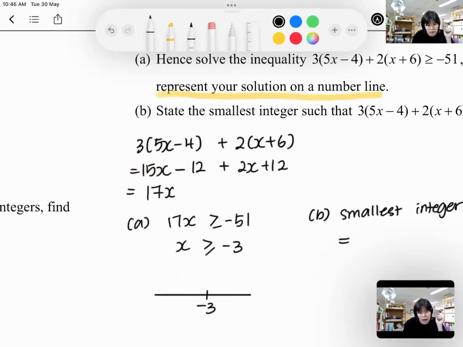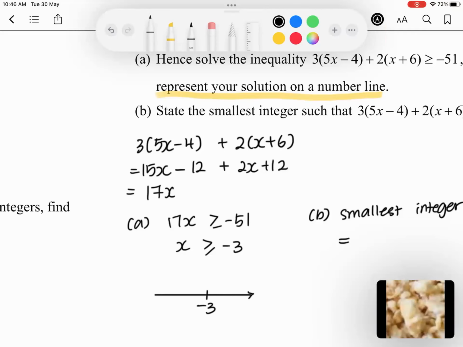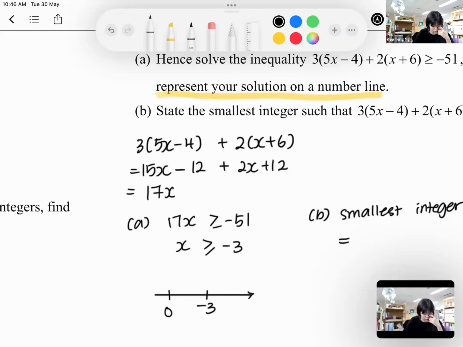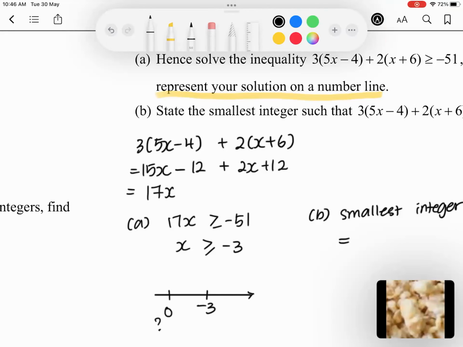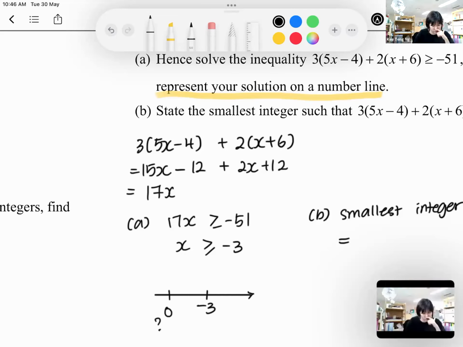So check, where is 0? On the left hand side or on the right hand side? Anyone? Where's 0? Left or right? Left, confirm? You sure left hand side is 0? Yes. After 0, what should be the next number? 1, right? But this one is negative 3, not correct. So where should 0 be? I'm going through this because this is a common mistake. Where should 0 be?